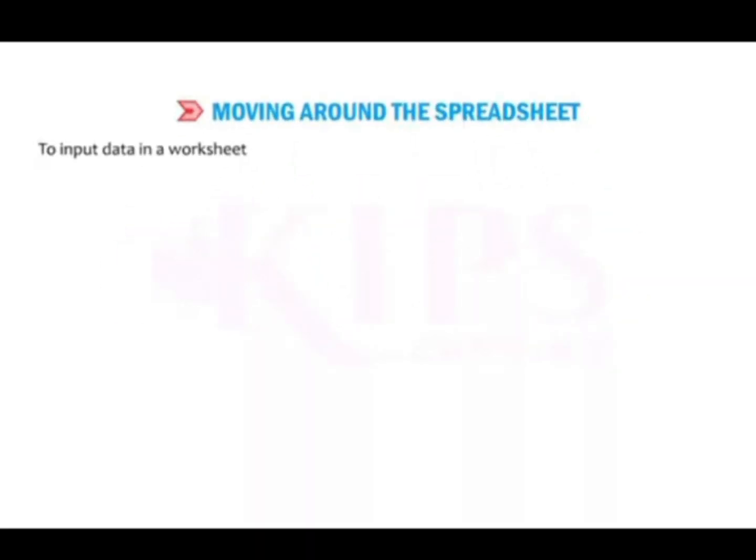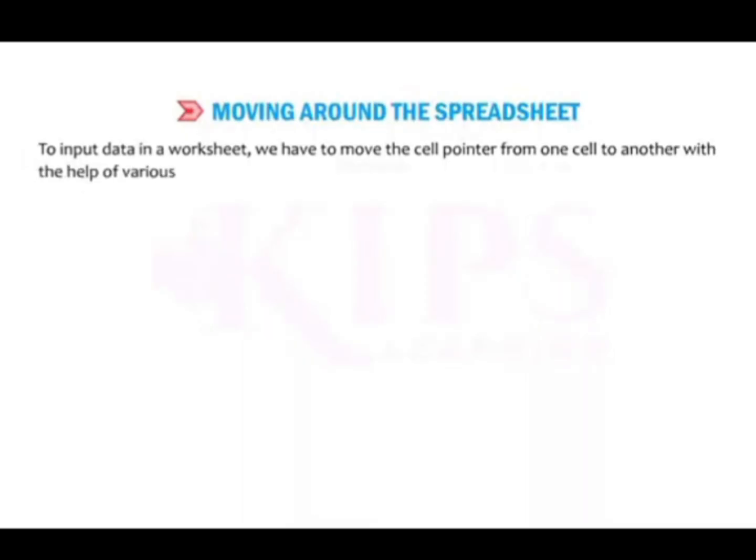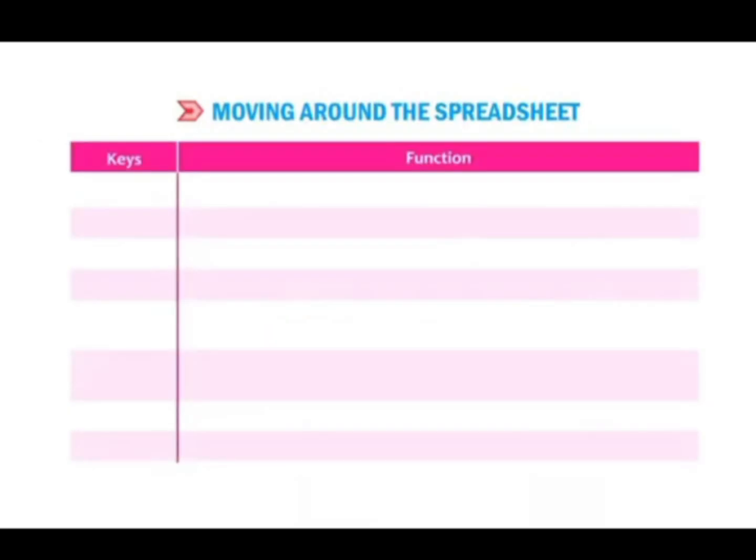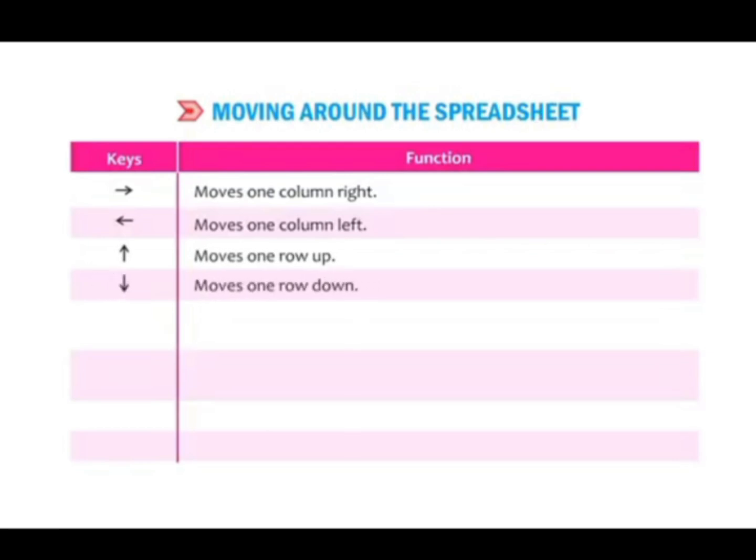To input data in a worksheet, we have to move the cell pointer from one cell to another with the help of various keys defined in the given table. Keys, function. Moves one column right. Moves one column left. Moves one row up. Moves one row down.